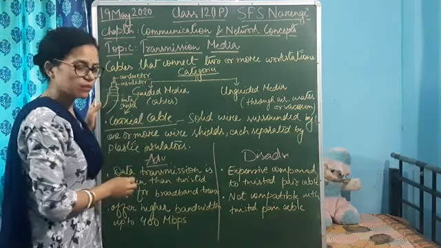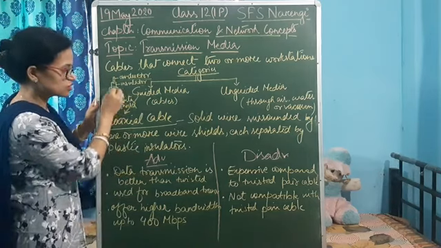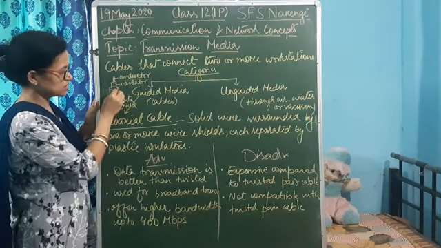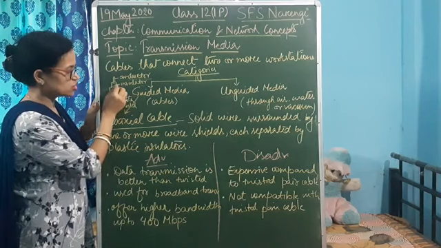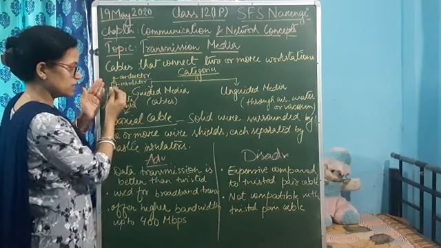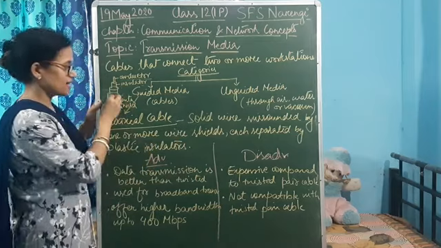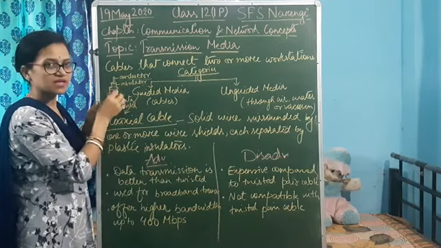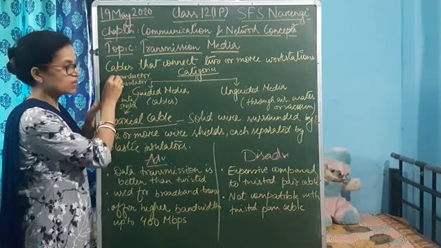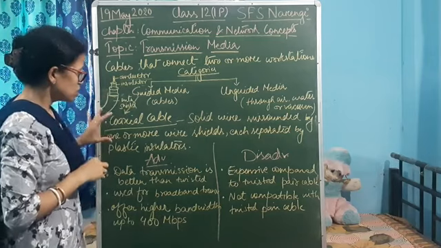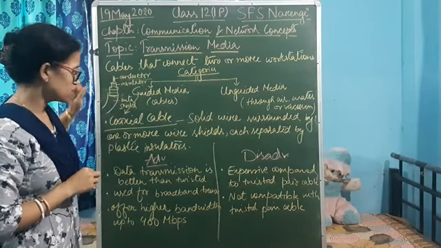Now, what is coaxial cable? It's a solid wire surrounded by one or more wire shields. These are called shields, which are surrounded by and each separated by plastic insulators. The separation has been done with the plastic insulators, and this is the main conductor through which the signal goes. So, the coaxial cable looks like this.